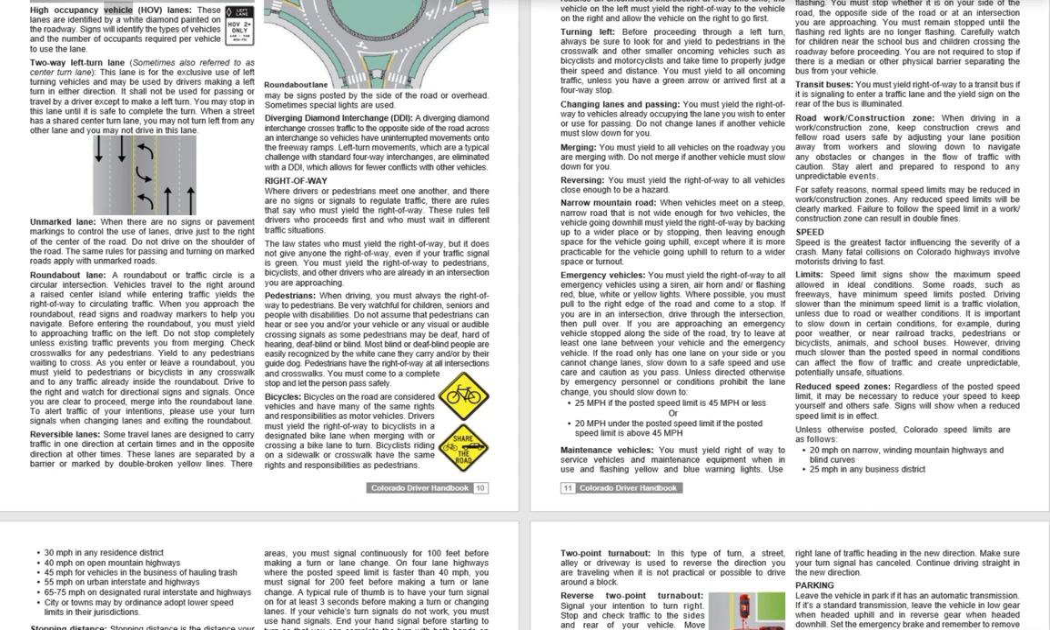High occupancy vehicle, HOV, lanes. These lanes are identified by a white diamond painted on the roadway. Signs will identify the types of vehicles and the number of occupants required per vehicle to use the lane.